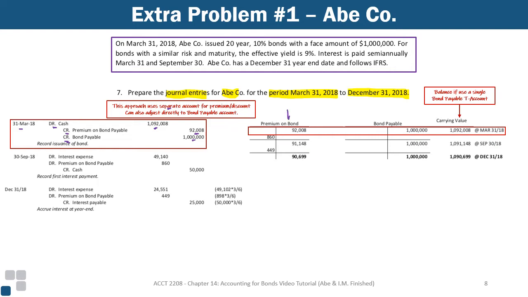So if we kept track of the T account for the premium, we have a credit balance, right? Because the premium adds to it. So if we have a bond payable value of $1 million, then the premium must also be a credit balance, so they add up to $1,092,000. If you use a single bond payable T account approach, then basically you have a T account with a carrying value of 109,208.